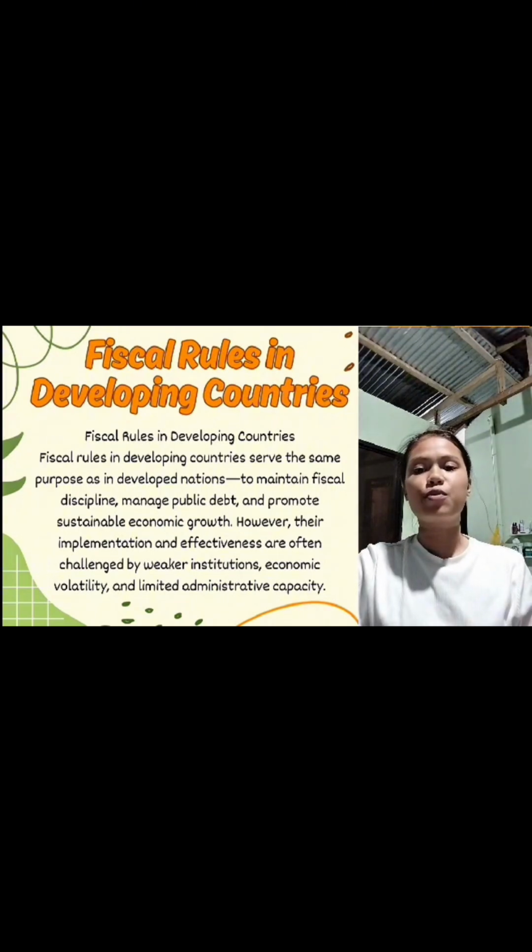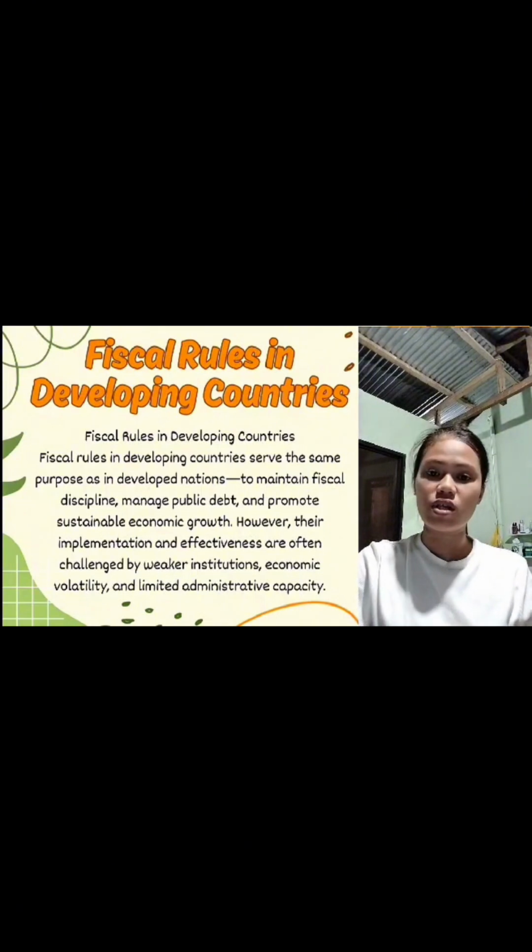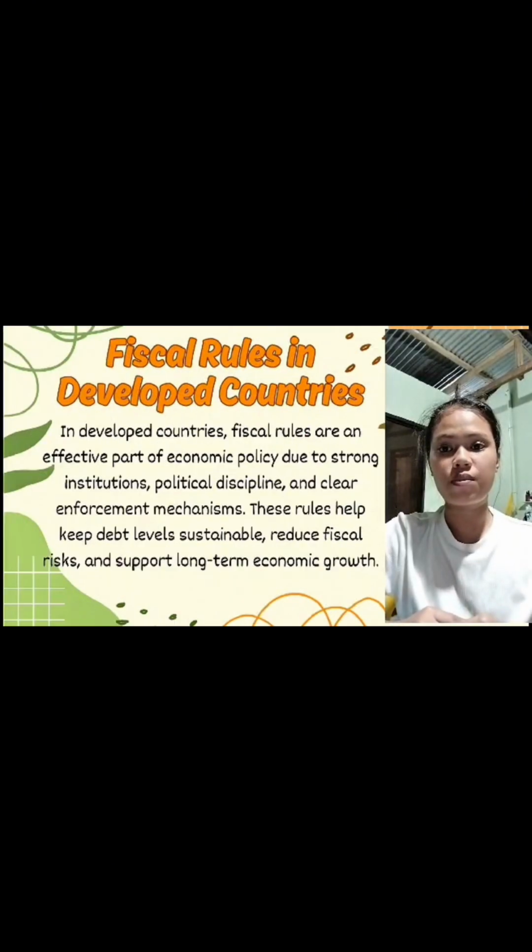Fiscal rules are important for promoting discipline and stability in developing countries. Their success depends on strong institutions, political will, and tailoring rules to local conditions. Instead of rigidly copying rules from developed nations, developing countries should focus on realistic, flexible frameworks that balance fiscal discipline and development goals. For example, Kenya has a growing economy, is still improving roads, schools, and healthcare, and faces challenges like poverty and unemployment.